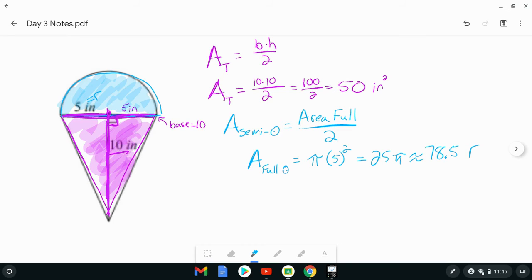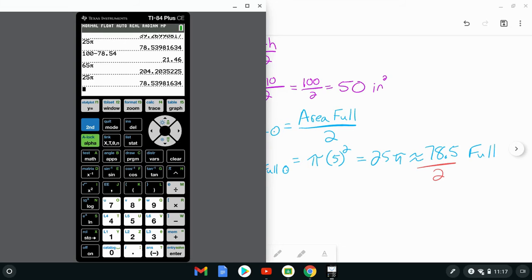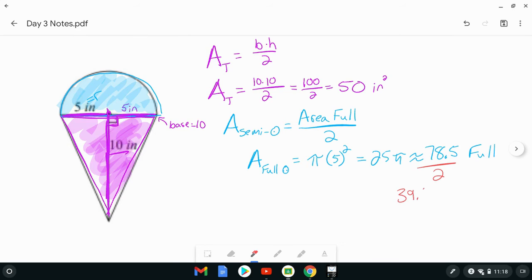Now again, that's the full. So in order to get the half, divide it by 2. Take the 78.5 divided by 2. You get 39.3 is the area of the semicircle.